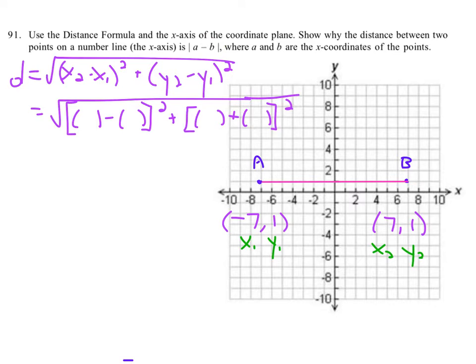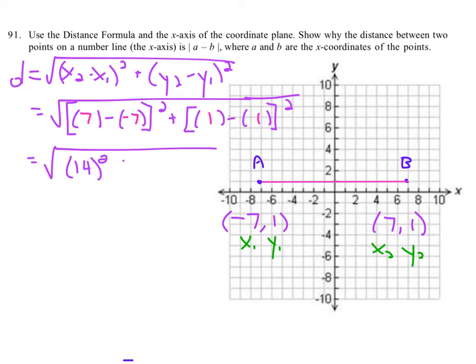I say x2 is 7 minus x1, which is negative 7. Be careful there, it's not 0. And y2 is 1. Oh, and I put plus, I should say minus. I'm sorry that you probably saw that and were like, why is it plus? My mistake. Just thinking too quick. Minus y1, which is 1. Okay?